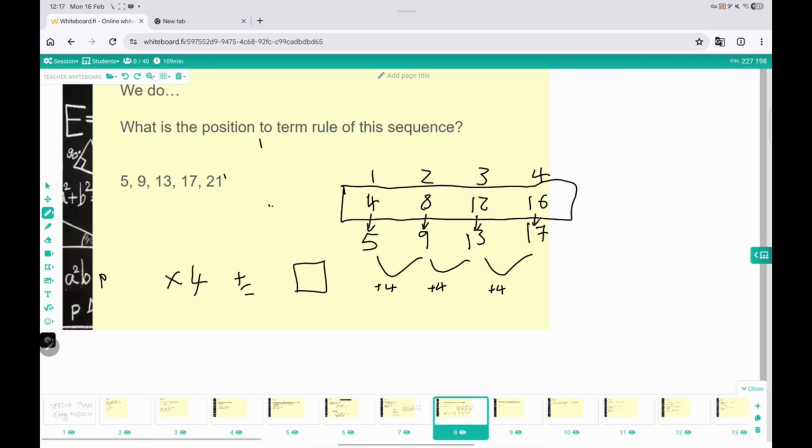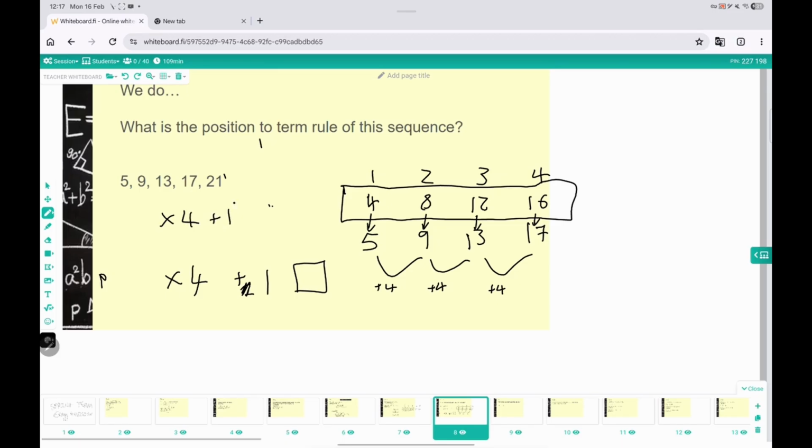Okay, and what you'll notice is that there's a really close link between the multiplication part of it and what we actually end up with. As you can see, the sequence we're looking to end up with is always 1 more. So clearly what we need to do is times by 4 and add 1. And that's our position to term rule. Times by 4, add 1.